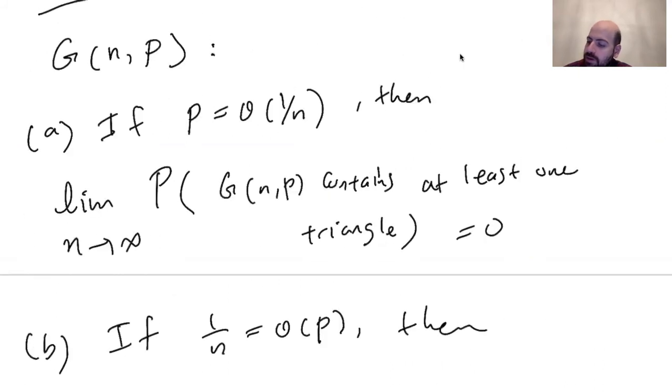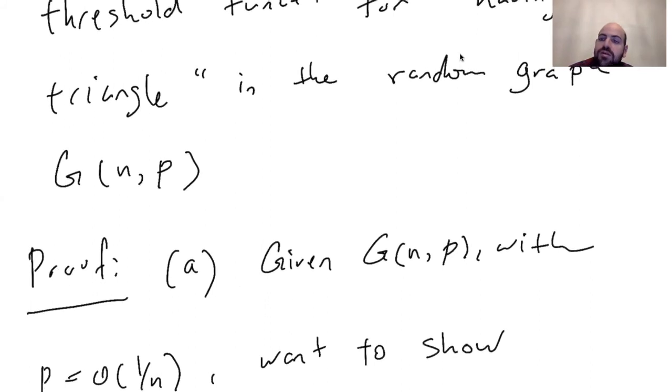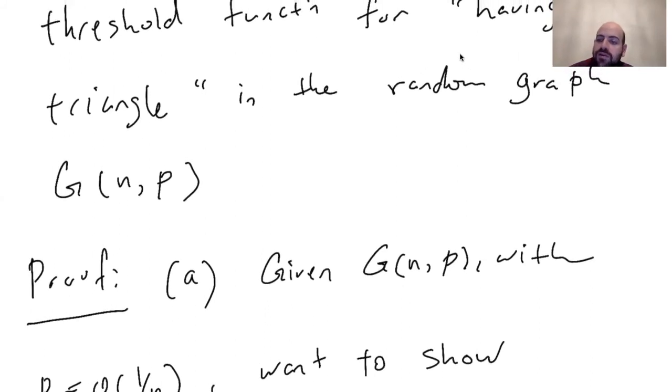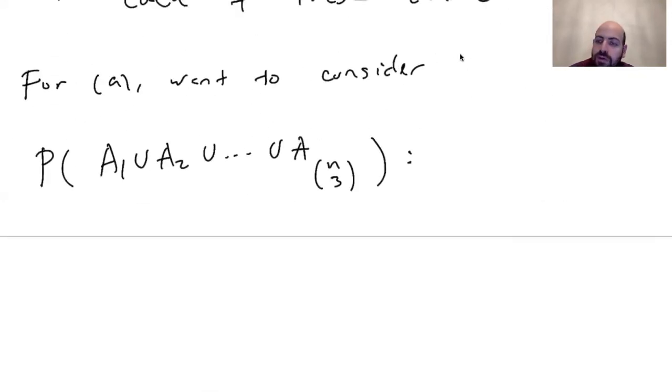We want to show that the probability that G(n, p) contains at least one triangle goes to 0 as n goes to infinity in the case that p is much less than 1 over n. So we want to consider P of G(n, p) contains at least one triangle. That means A1 union A2, where A1 is the event of having a triangle with vertices 1 to 3, A2 is having a triangle with vertices 1 to 4, all the way to the last A_i. We want to calculate this and show that it goes to 0 as n goes to infinity.